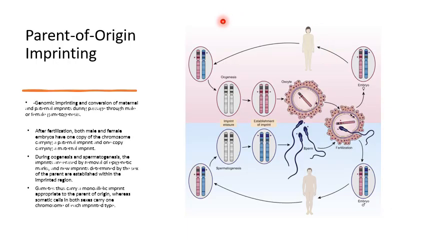So an example of the monoallelic gene expression is the genetic imprinting or parent of origin imprinting. So we know after fertilization, both male and female embryos have one copy of the chromosome of paternal origin, and one of maternal origin. However, during oogenesis and spermatogenesis, we notice that the imprints are erased by removal of epigenetic marks, and new imprints are established that carry only one monoallelic imprint appropriate for the parent of origin.